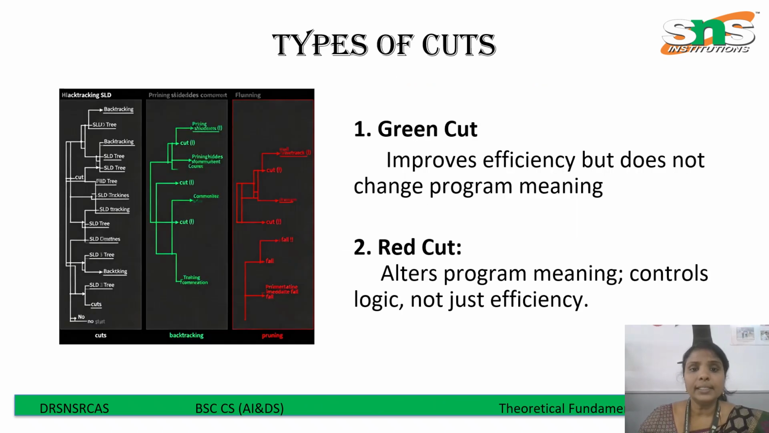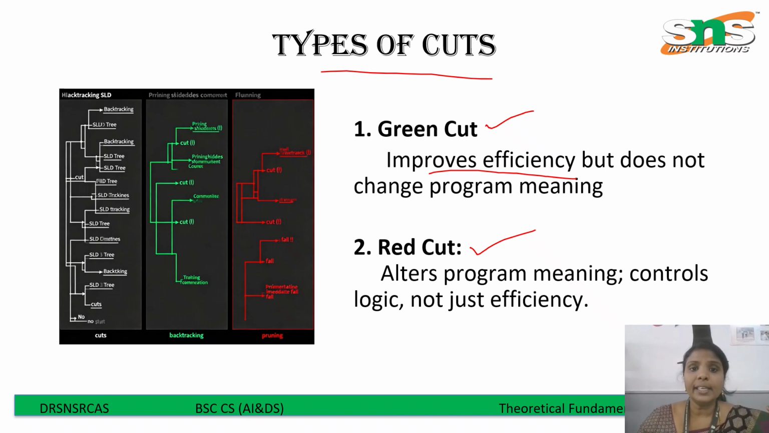Next, we see the types of cuts. There are two main types of cuts: one is a green cut, and the other is a red cut. The green cut is used purely for improving efficiency. It helps Prolog avoid unnecessary backtracking without changing the logical meaning or correctness of the program. In other words, even if the green cut is removed, the program will still give the same results. It will just run a bit slower because it performs more searches.